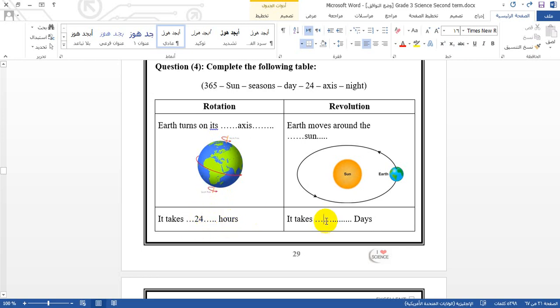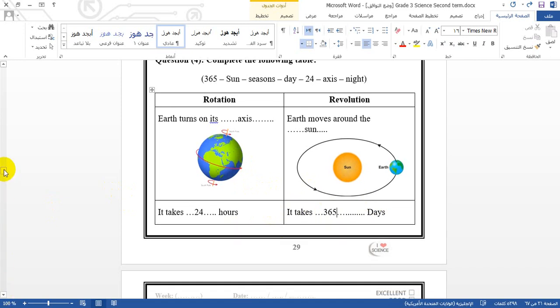But what about here? The Earth moves around the sun, so it will take more time. How many days, guys? Do you remember? 365 days. Okay, it's about 1 year. I think it's clear for you. Let's go to the next page now.